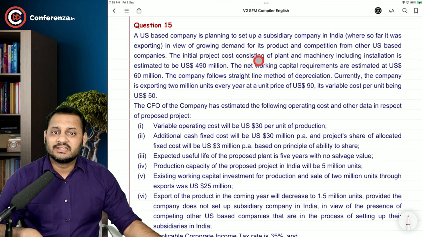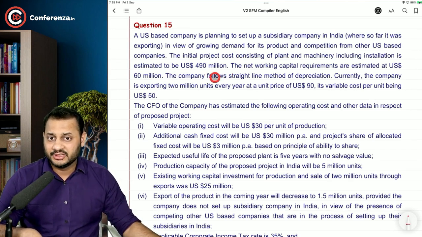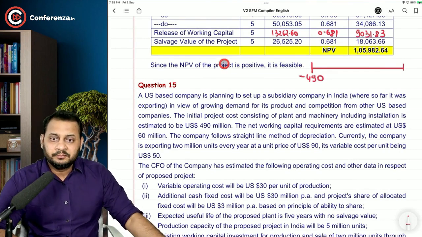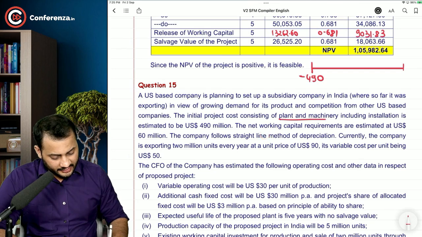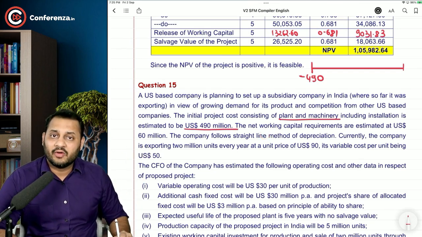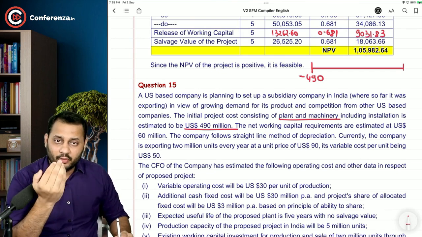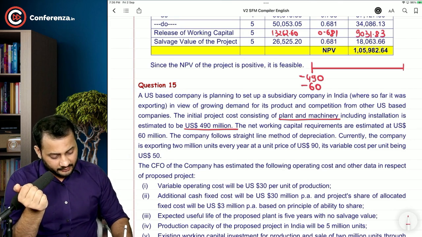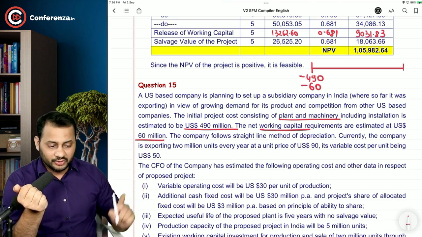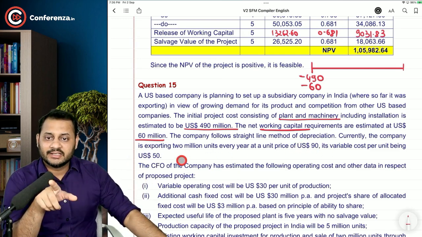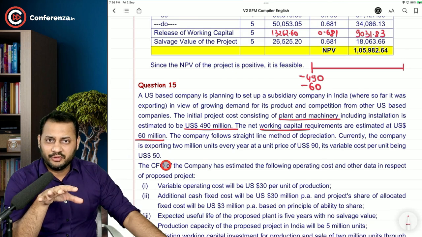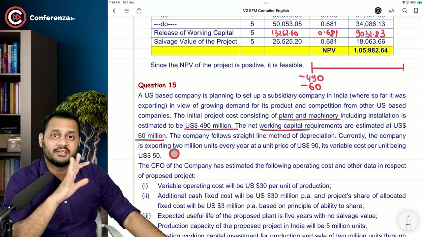Initial project cost consisting of plant and machinery, including installation, is to be US $490 million. So this is the initial cost. See, this is a timeline. $490 million at this place. Let's say plant and machinery 490. Net working capital requirement. Working capital is not an expense. It will be deployed in the beginning and released at the end. So it is $60 million. So 60 million in the beginning. Company follows straight line method of depreciation. Currently, the company is exporting 2 million units every year at a price of 90 and a variable cost of 50. So we can say 40 rupees is the contribution and 2 million units every year they are exporting.